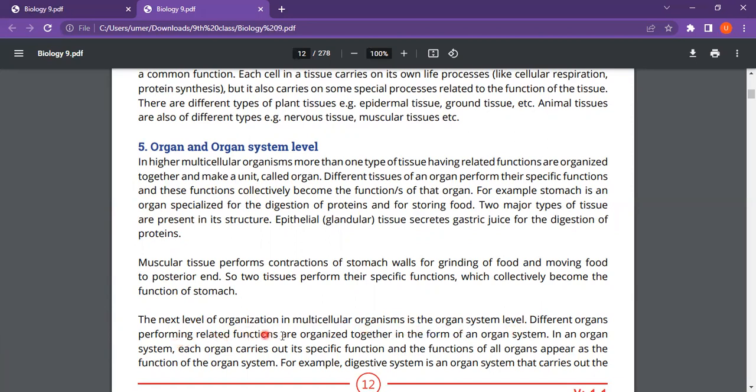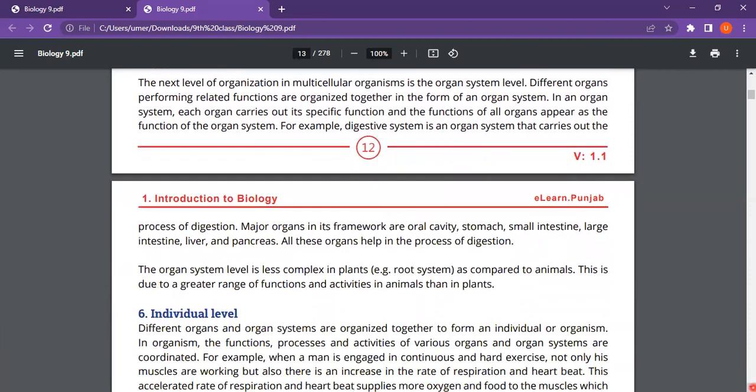Different organs performing related functions are organized together in the form of an organ system. In an organ system, each organ carries out its specific functions, and the functions of all organs appear as the function of the organ system. For example, the digestive system is an organ system that carries out the process of digestion. Major organs in its framework are the oral cavity, stomach, small intestine, large intestine, liver, and pancreas. All these organs help in the process of digestion.